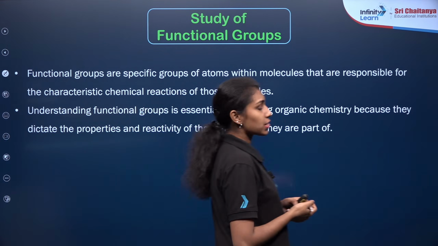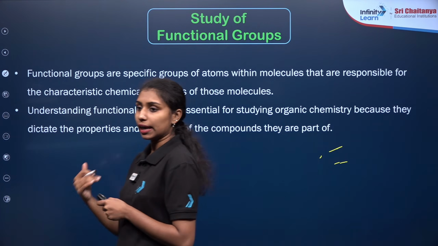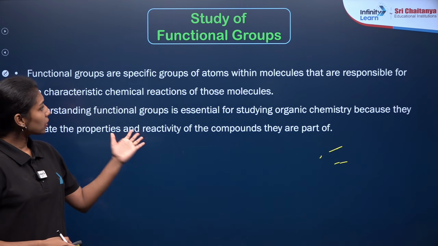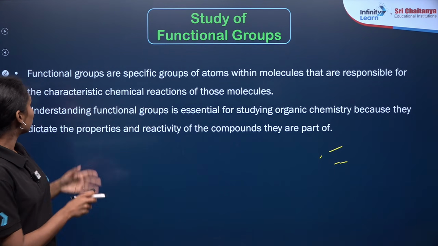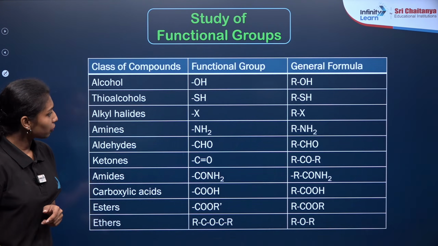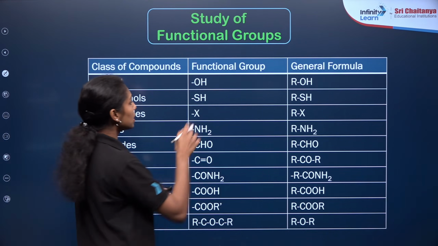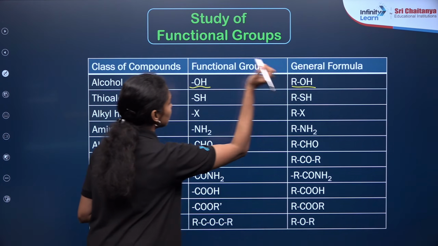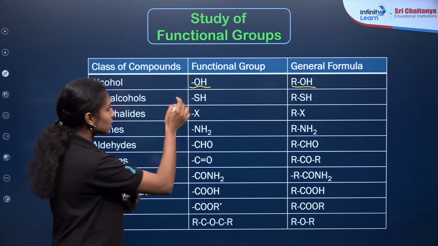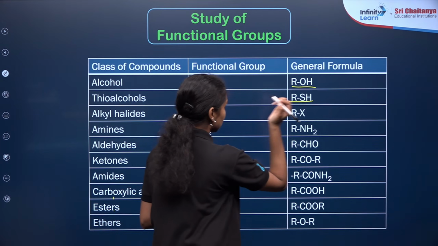Now let us discuss the case of functional groups, right? As we already know, there are different functional groups such as the hydroxy group or the alcohols or aldehyde. These are the specific groups which are responsible for the different characteristic chemical reactions of the molecule. OH group means it is alcohol, ROH will be the general formula. SH, if sulfur is present instead of oxygen, these compounds are known as thioalcohols. Thioalcohols, general formula will be RSH.